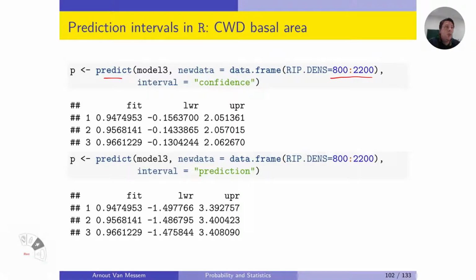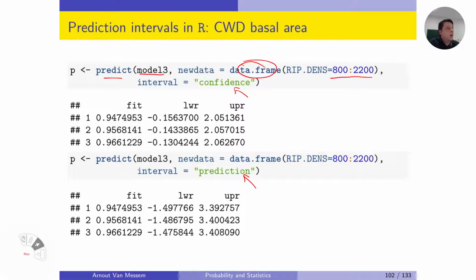So we say we have a riparian density, so a tree density going from 800 trees per kilometer to 2200 trees per kilometer. We put them in a data frame, so that's an important thing for the function predict. The new data that we want to predict have to be inserted in a data frame, otherwise the function won't work. And then we say we want to make predictions for these values, based on model 3, and then we do it once for the confidence interval and once for a prediction interval.